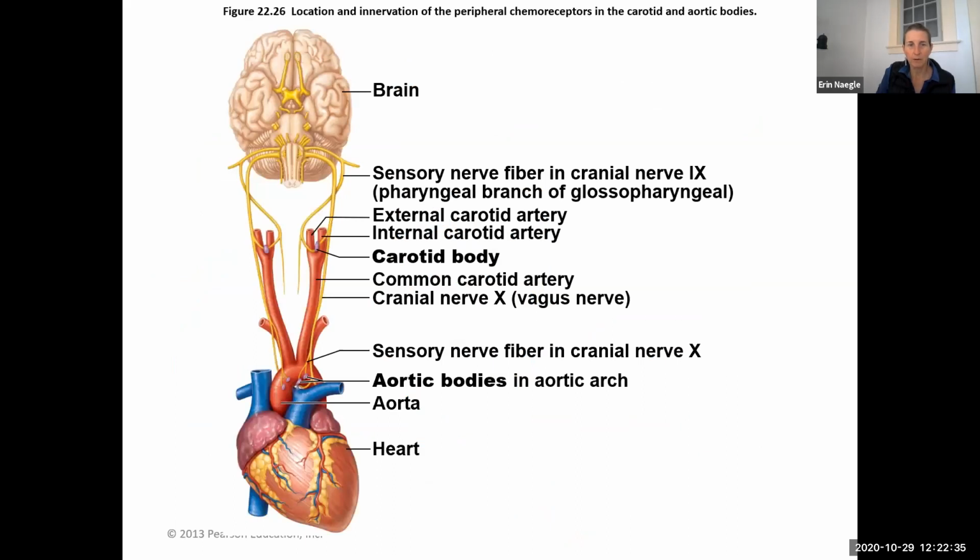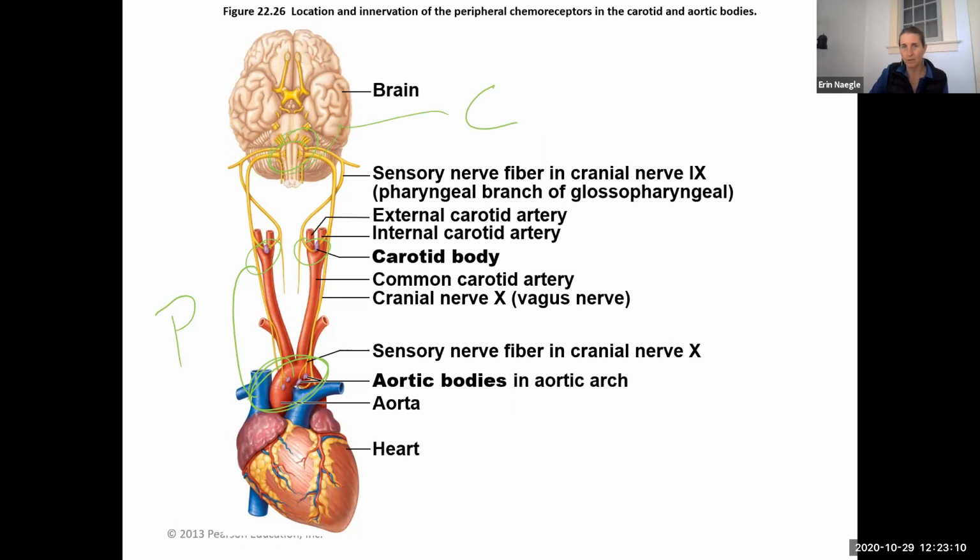So your peripheral chemoreceptors are in, what do you notice? A similar place to where those baroreceptors are. You have them in your aortic arch, and you also have them in those carotid arteries in your neck. So these chemoreceptors are monitoring chemicals in your blood. You also have them in your brainstem. And so these are your peripheral and your central.